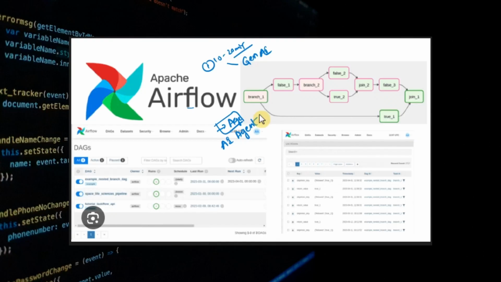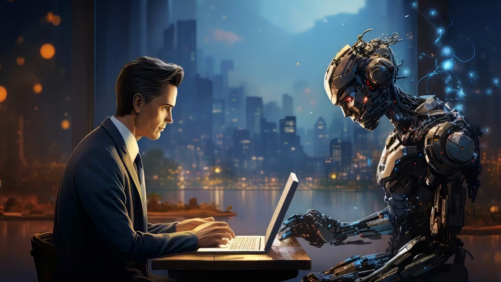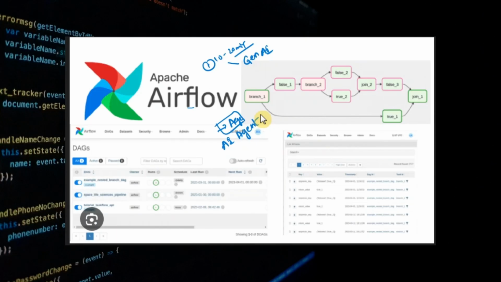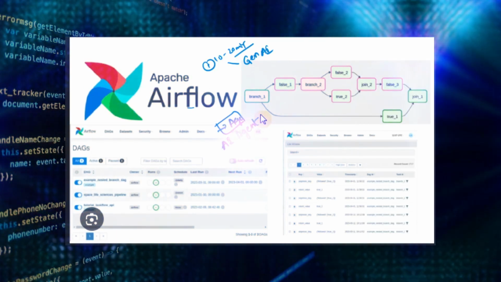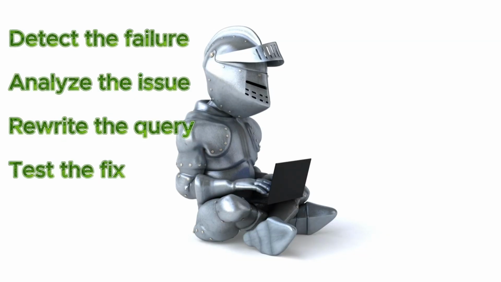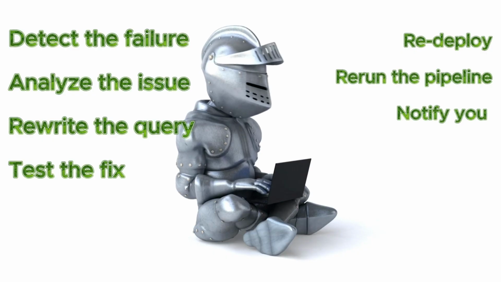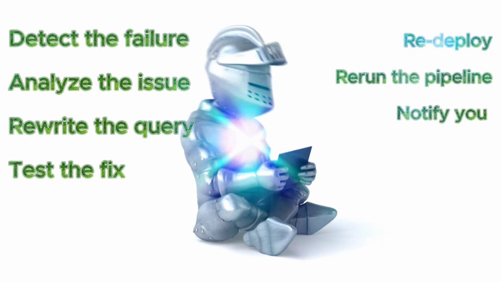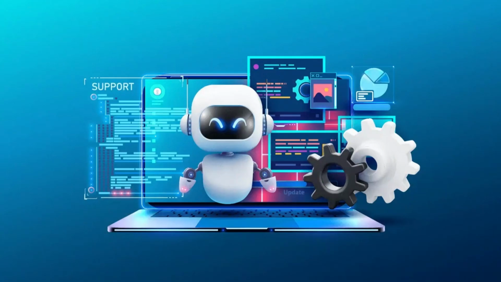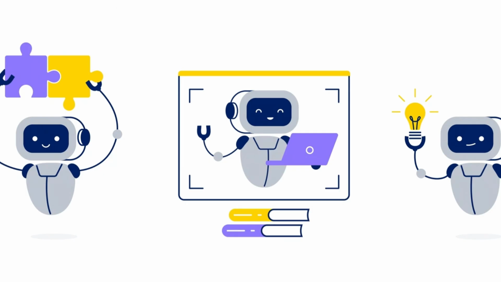Let's take one more step ahead and think: what if we have a system which can do the same task for all of my pipelines? Something where I can say, if any ETL job fails due to schema drift, fix it and rerun automatically. It has to detect the failure, analyze the issue, rewrite the query, test the fix, redeploy, rerun the pipeline, and notify you when it's done. That's quite amazing, right? That is nothing but agentic AI. We can see these features and products in the future.